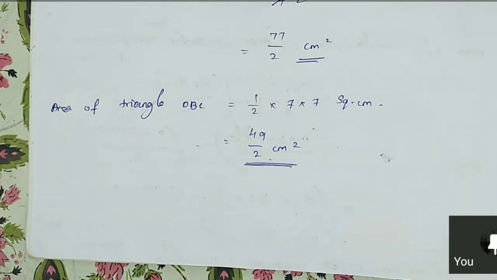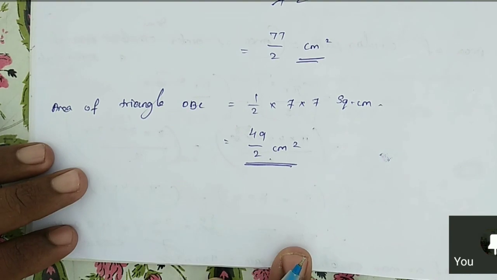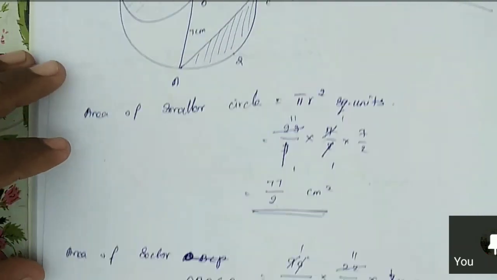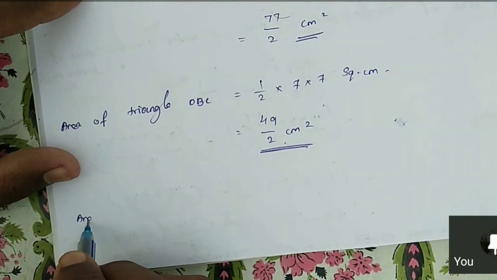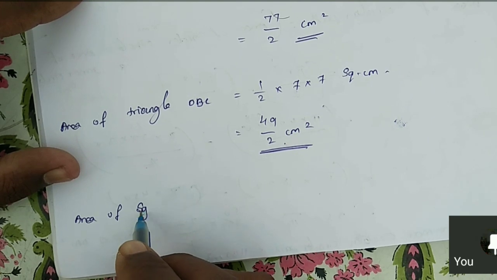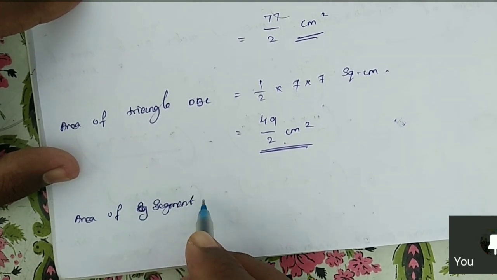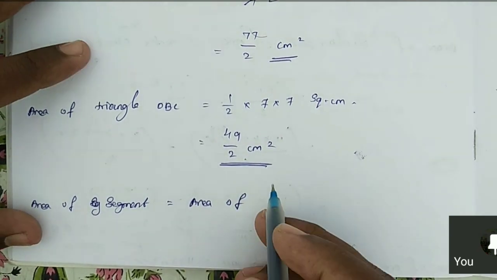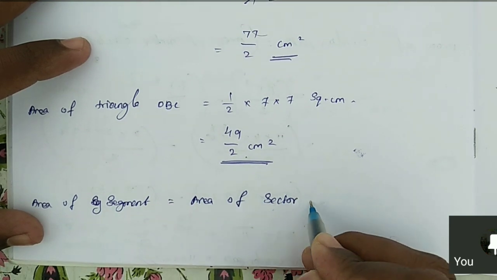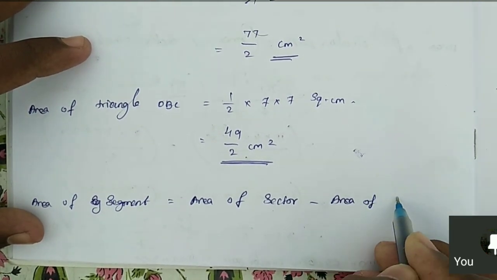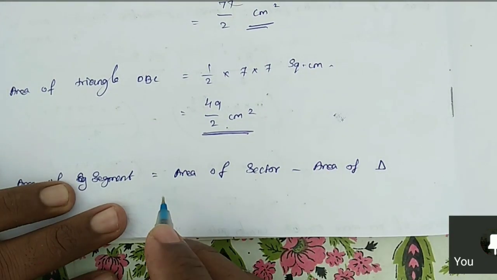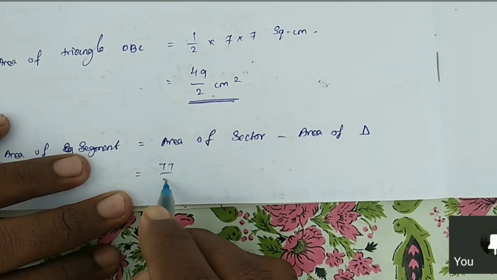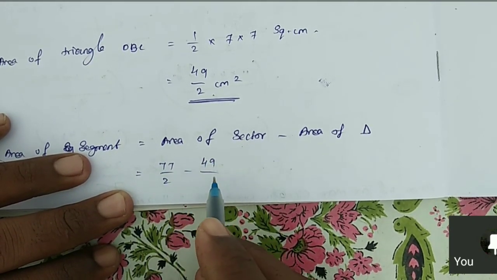Are you clear? Yes, sir. Okay. Now we found out the area of a sector and the area of the triangle. Now we can subtract it to find the area of a segment. So you can write area of segment equal to area of sector minus area of triangle. Very good. Excellent. So what is the area of the sector here? What we found out, 77 by 2. Very good, 77 by 2 minus 49 by 2.